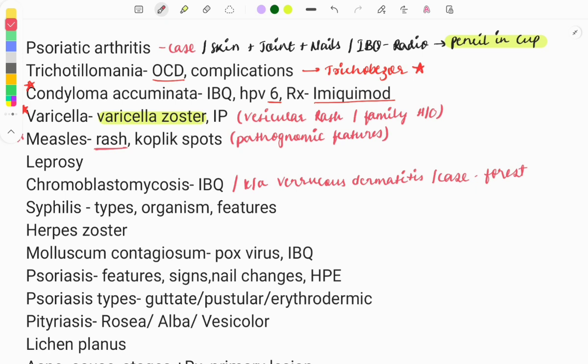Syphilis usually types are asked, the primary syphilis and the secondary syphilis, and the causative organism, and also the features of syphilis, which kind of features are seen in primary and which kind of features are seen in the secondary.